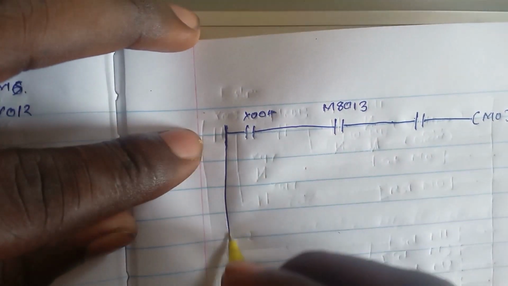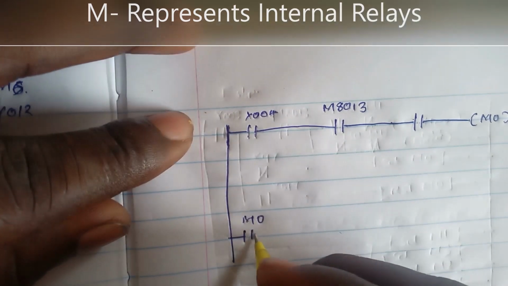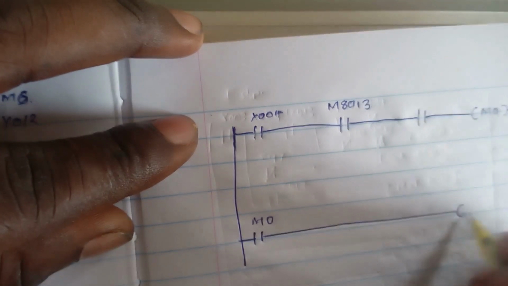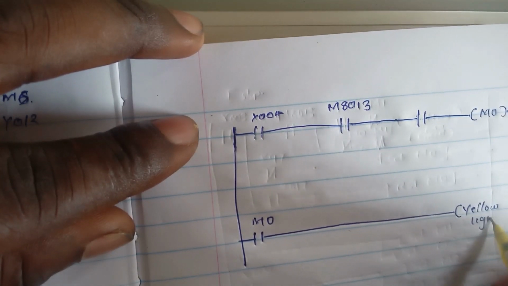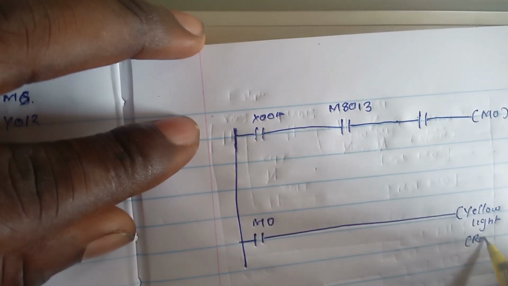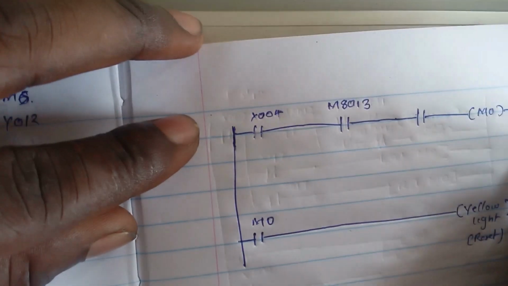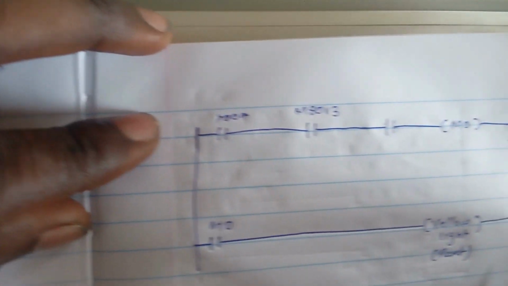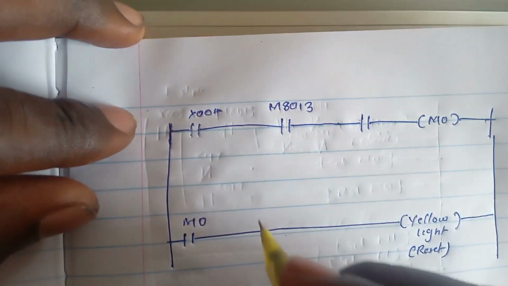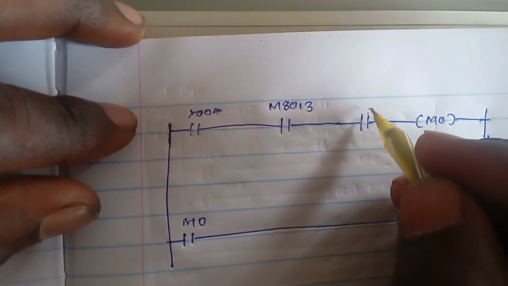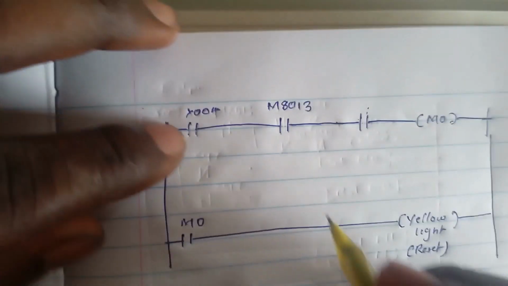For M0, our M0 here will turn on our yellow light. This is for the reset. We will identify the I/O later on. This condition, I will get back to it later. This is a condition just to be able to control M0.